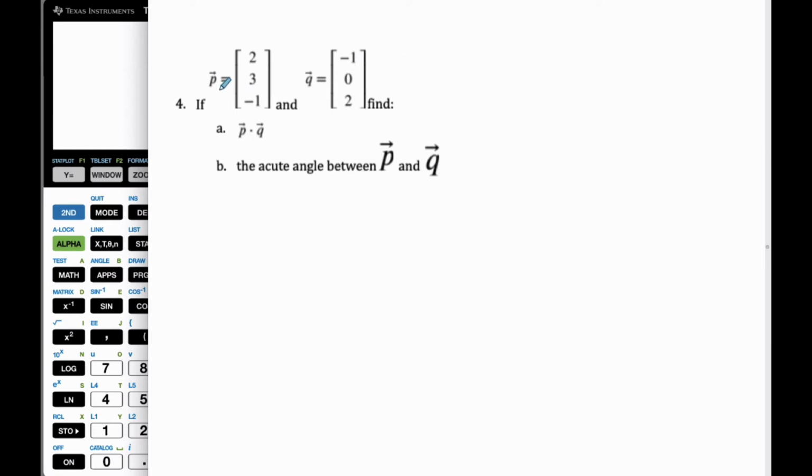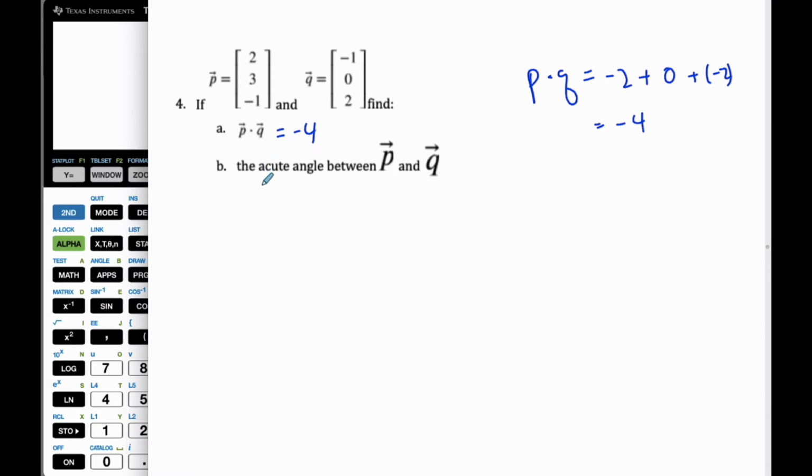Okay, so here we have P and we have Q, and the first part is to find the scalar product, the dot product. So if I do P dot Q, I'm going to take the x values multiplied, so 2 times negative 1 is negative 2, plus 3 times 0 is 0, plus negative 1 times 2 gives me a negative 2, and so the dot product is negative 4. So this is equal to negative 4.